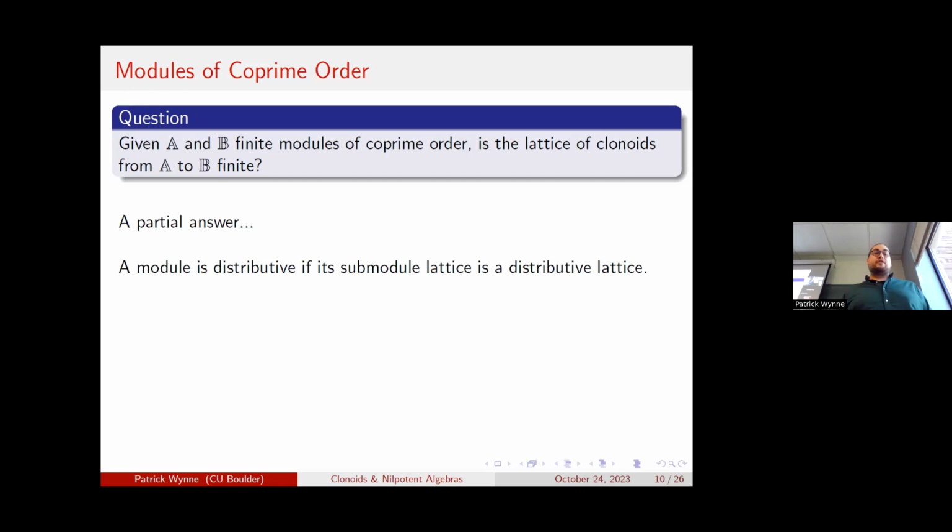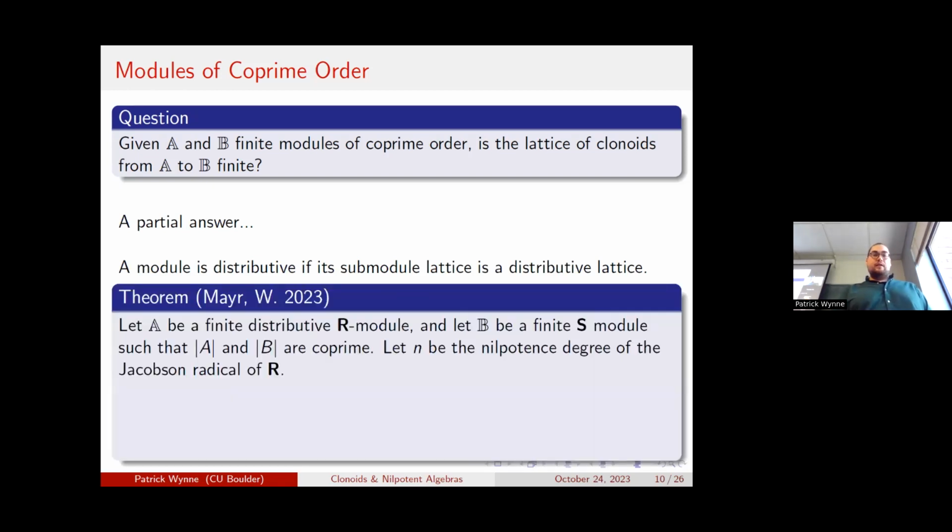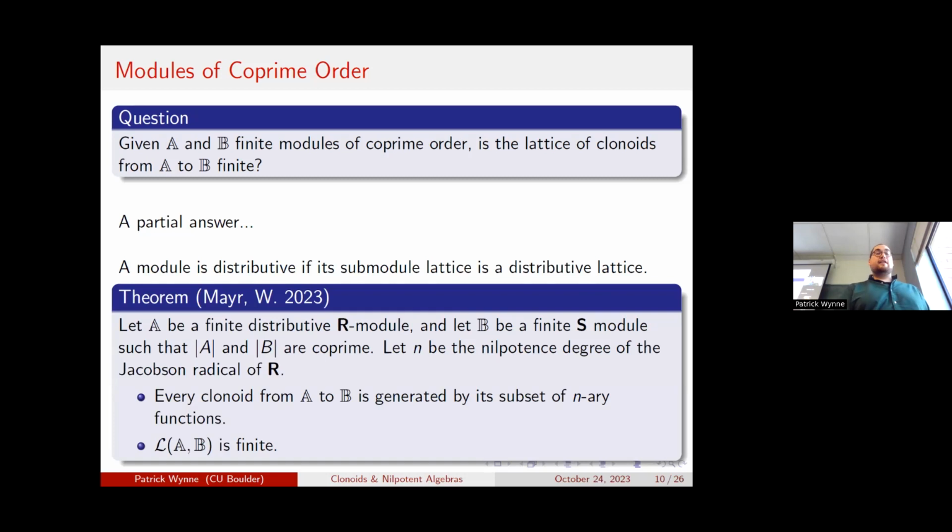So before I can state my partial answer, I'll just say that a module is distributive if it has a distributive submodule lattice, or equivalently, the congruence lattice is a distributive lattice. So this theorem is due to myself and Peter Mayr. For A a finite distributive R-module, and B a finite S-module, where A and B are of coprime order, and where n is the nilpotence degree of the Jacobson radical of R, we get that every clonoid from A to B is generated by its subset of n-ary functions. And therefore the lattice of clonoids from A to B is a finite lattice. So we have this pesky word distributive here. Of course, if we could get rid of this word, that would be quite nice. But for now, this is the result that we have.